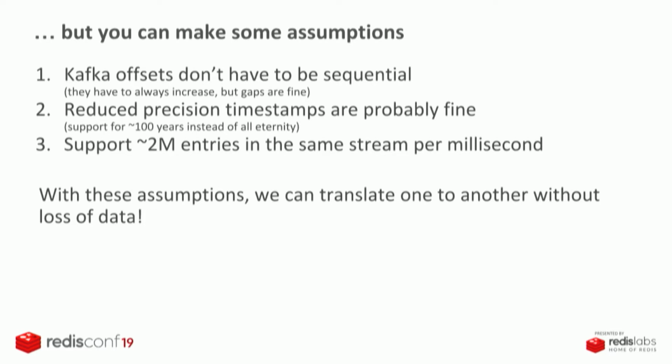you can make some assumptions. If you make the assumption that Kafka offsets don't necessarily have to be sequential, which means that as long as they're increasing, it's fine, and you start off by saying timestamps don't have to be forever, for eternity, so if you have a reduced timestamp of, say, 100 years, you're good. With these assumptions, with a reduced precision of the timestamp and a reduced precision of the sequence number, you can combine both of them and generate one long such that it is reversible in both directions.